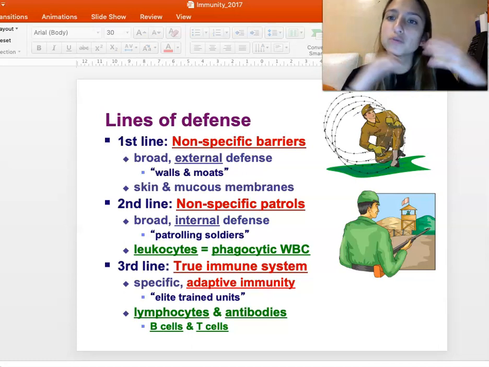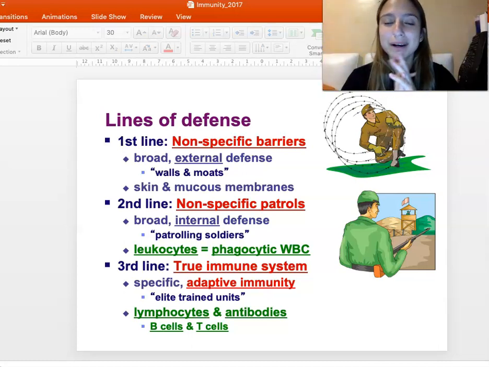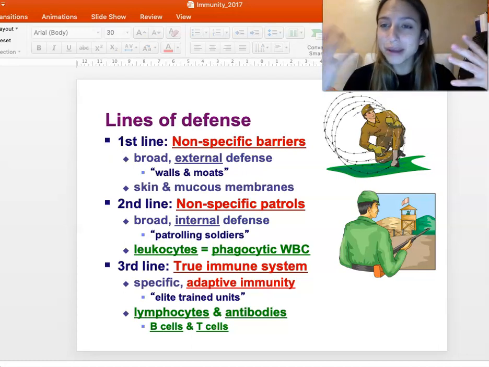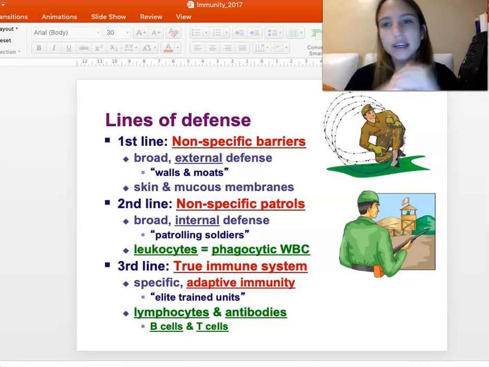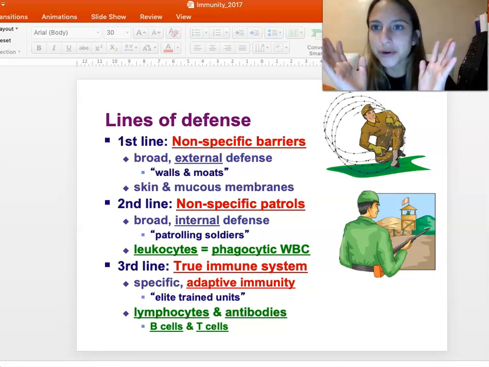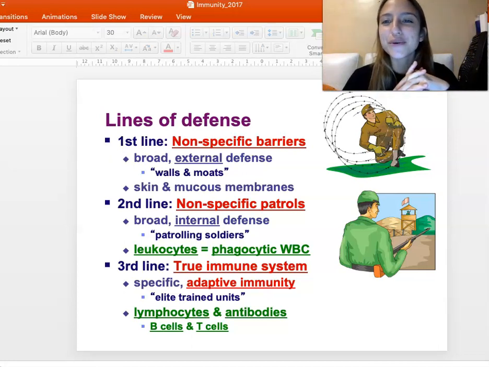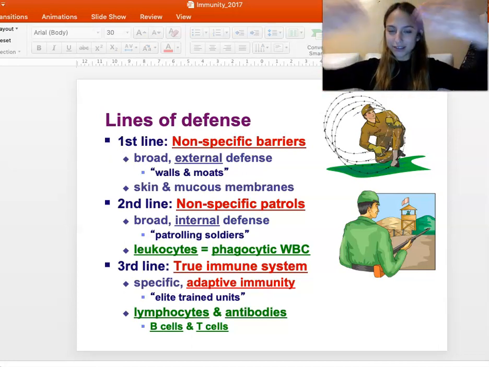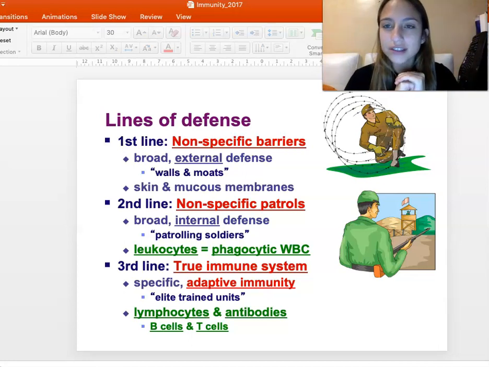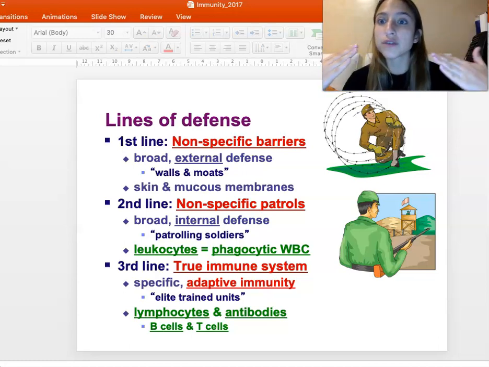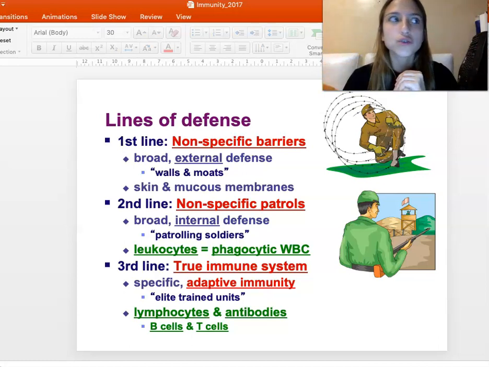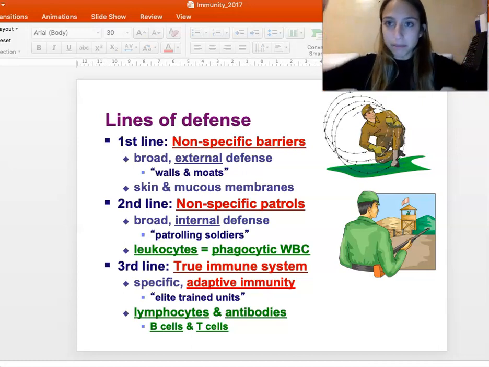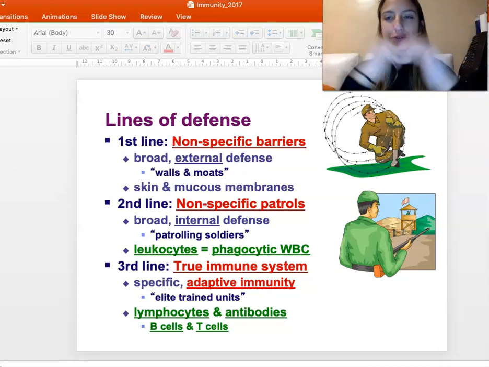So if you want to think a little bit about a castle maybe, or an area that wants to be protected against foreign invaders. Let's say it's a medieval castle and there's a war going on, okay? So you can have different lines of defense, right? The first line of defense is just a non-specific barrier. So it's not actually going to be a barrier specific to the people that are trying to invade. It's a barrier that keeps everybody out, right?